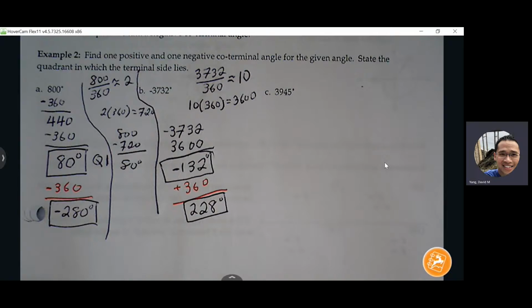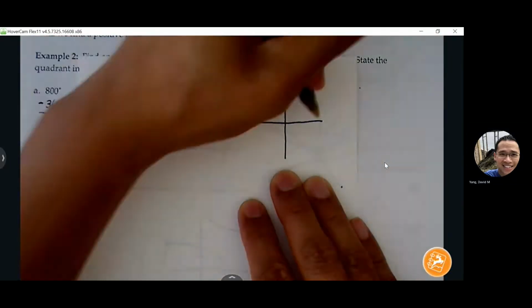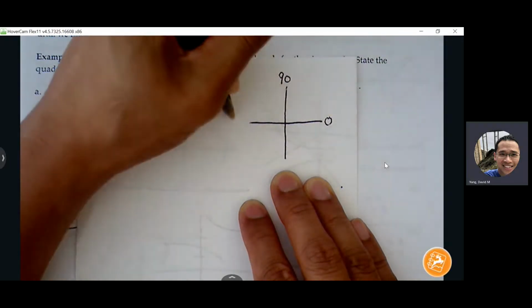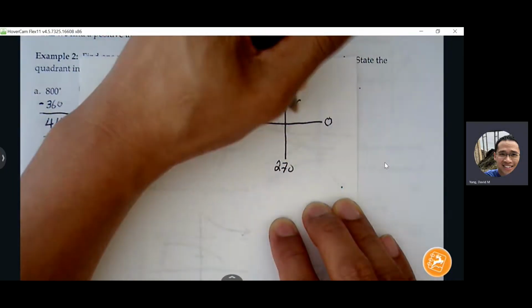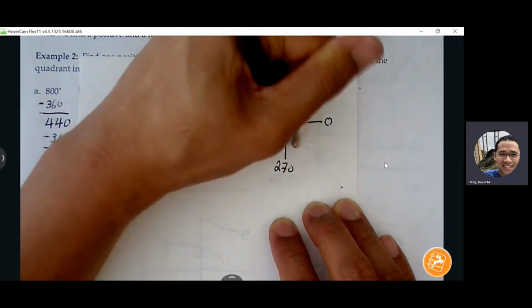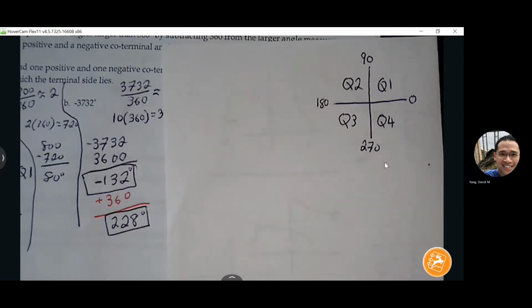Good. How do we know which quadrant it's in? So if we look at a circle here, start at 0 degrees, 90, 180, 270. Okay. Quadrant 1, quadrant 2, quadrant 3, quadrant 4. So let's look at 228. Which quadrant is 228 going to be in? Quadrant 3, because 228 is between 180 and 270.